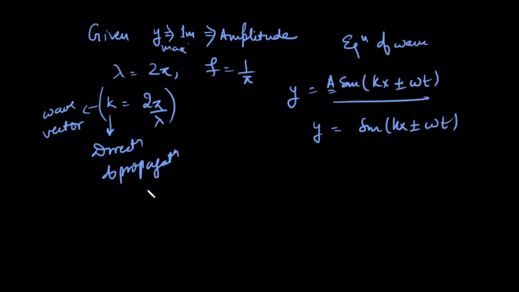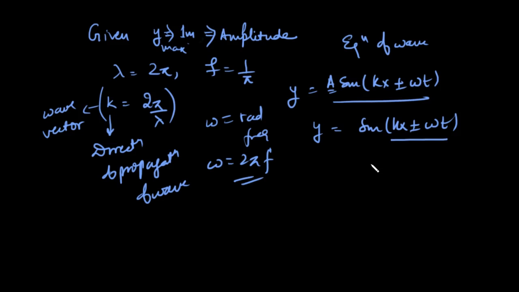And omega, as we all know, is the radial frequency, and omega is 2 pi f. F is the normal frequency. So how do we know whether the wave is traveling in the positive or negative direction? You see, the equation of wave is written as y equal to amplitude times sine, and in the sine we write the phase. This term kx plus or minus omega t is known as the phase of the wave. Generally we keep the phase constant. The wave has a constant phase.